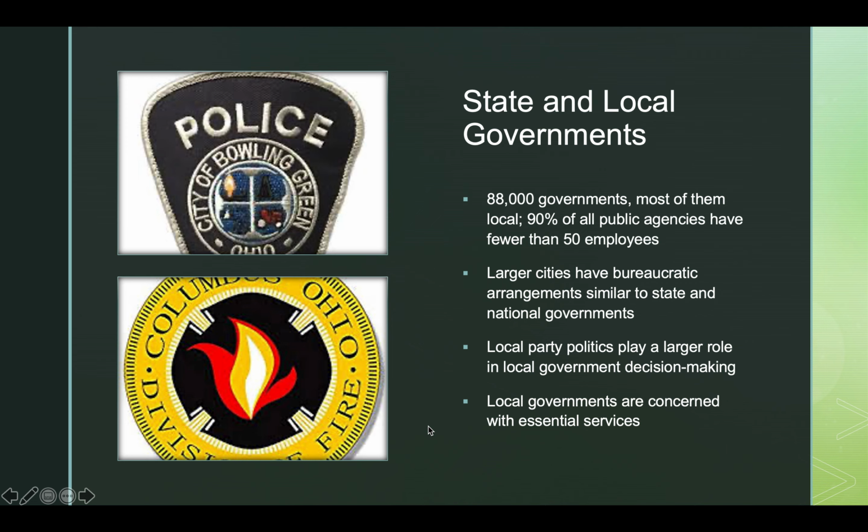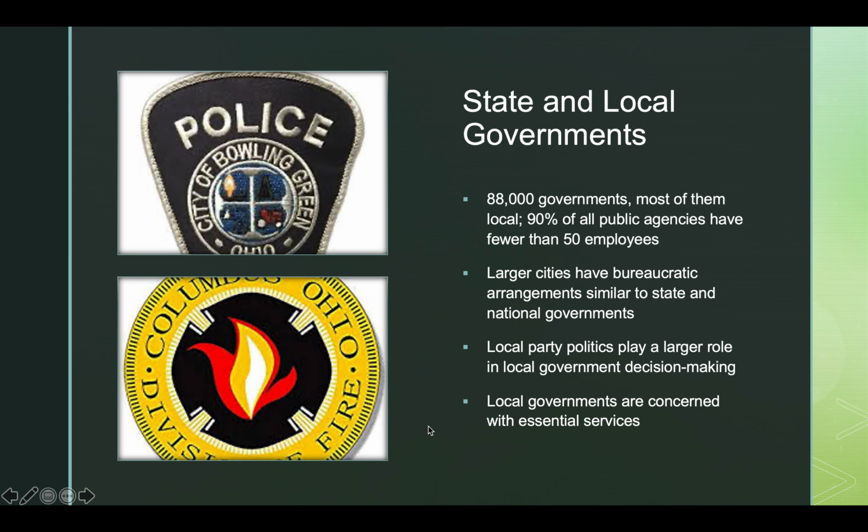There are more than 88,000 governments in the United States, and most of them are local governments such as cities, counties, townships, or school or special districts. Despite the large number of governments, over 90% of all public agencies are comprised of fewer than 50 employees. Larger cities, like New York or Chicago, have bureaucratic arrangements that are not unlike those in state and national governments.